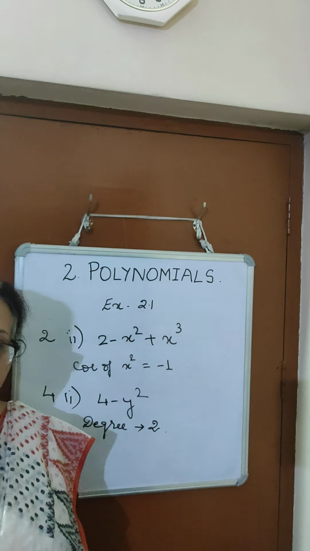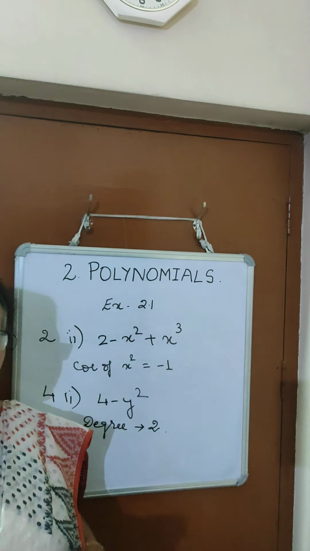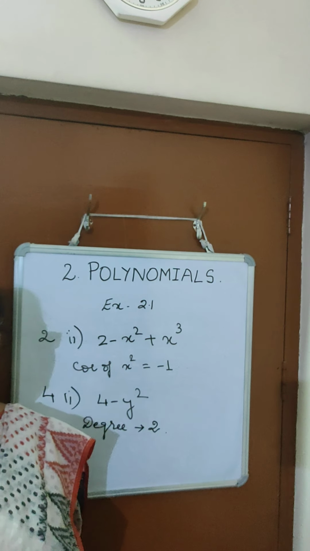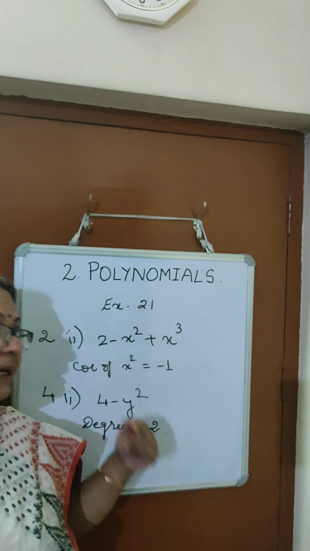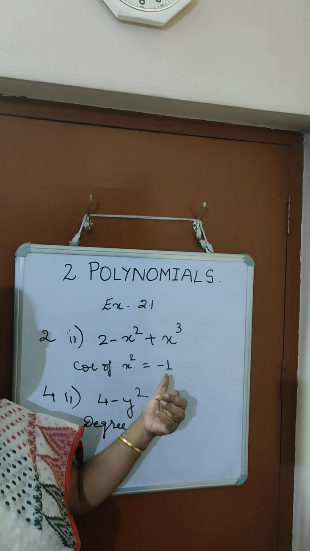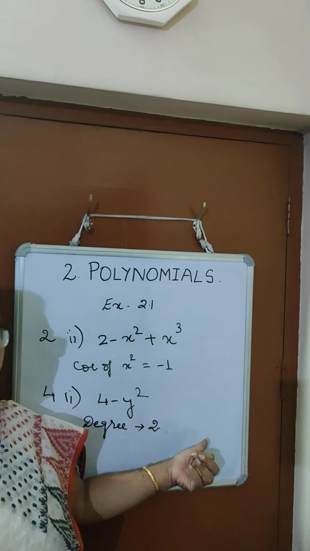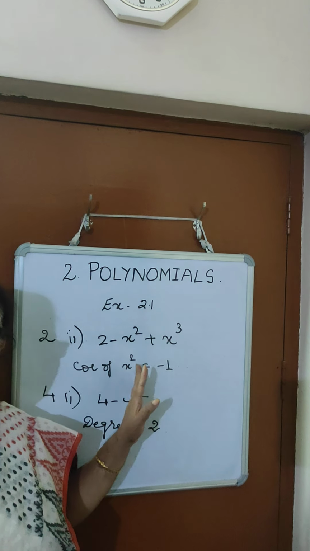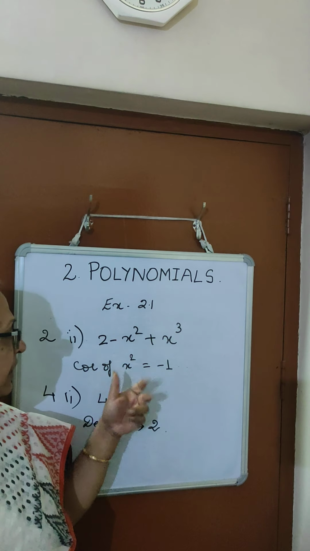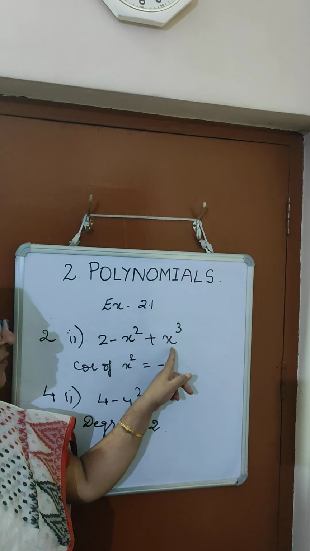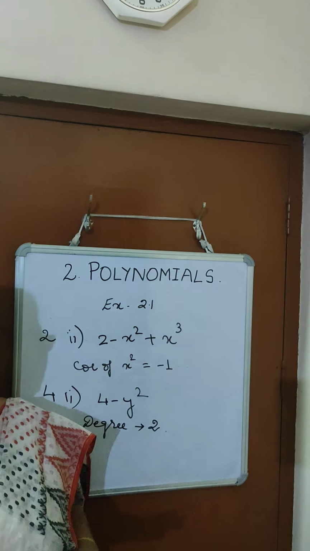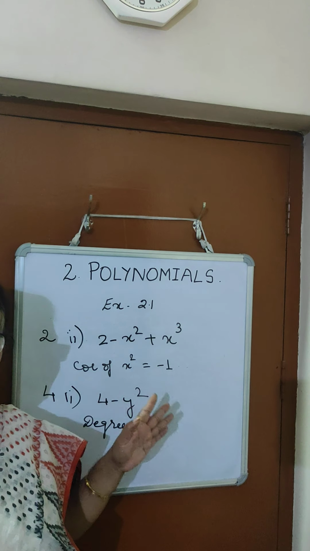So, understood, children? So, now we have learned what is a polynomial, different types of polynomial, that is monomial, binomial, trinomial, etc. Degree of a polynomial, depending on the degree we can say whether it is a linear or quadratic or cubic polynomial, and coefficients of any terms, x square. What is the coefficient of x cube here? Coefficient of x cube will be 1, and so on. So, I hope you understood up to this, children.